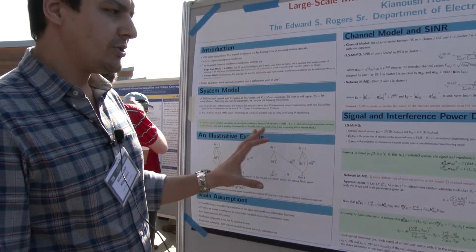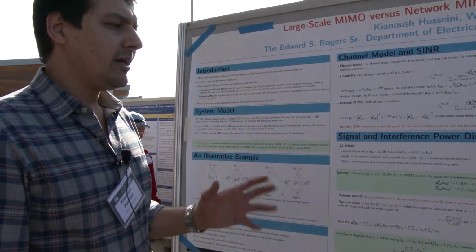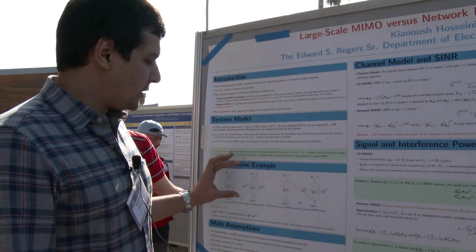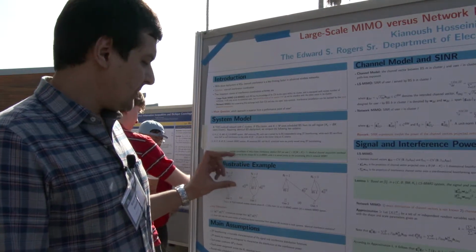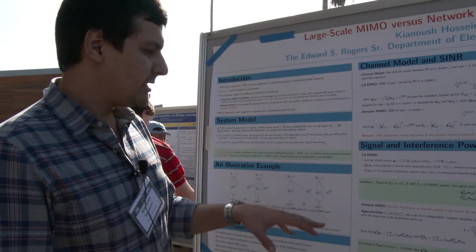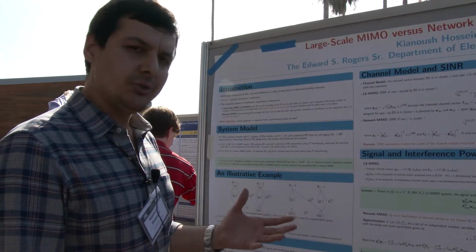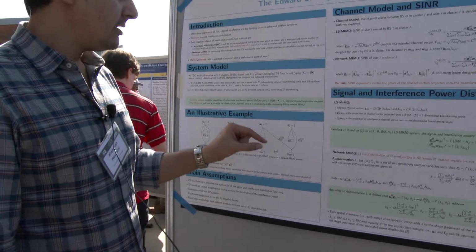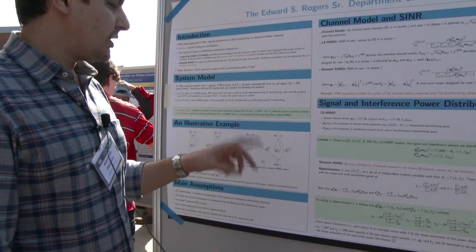So we use that intuition, and using the distribution functions of the channels and the signals, we showed that the signal power on the large-scale MIMO, in first order, stochastically dominates the signal power on the network MIMO. But the other thing is the inter-cluster interference. Using the distribution of the channels, again, we could show that for any user location, inter-cluster interference power has the same distribution under the two systems.